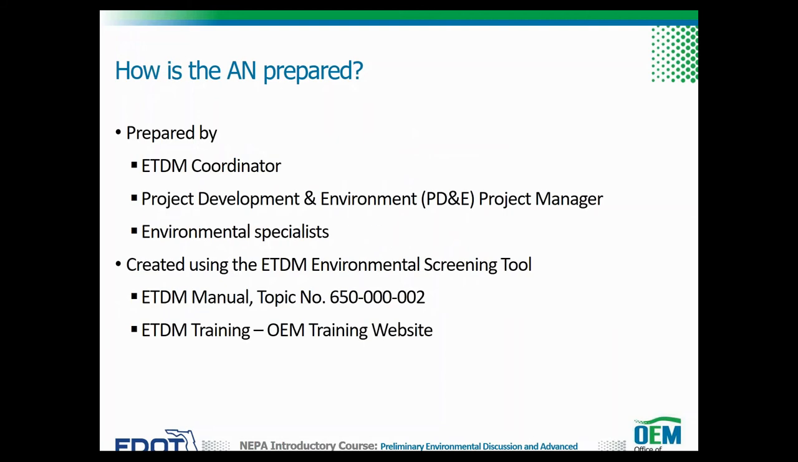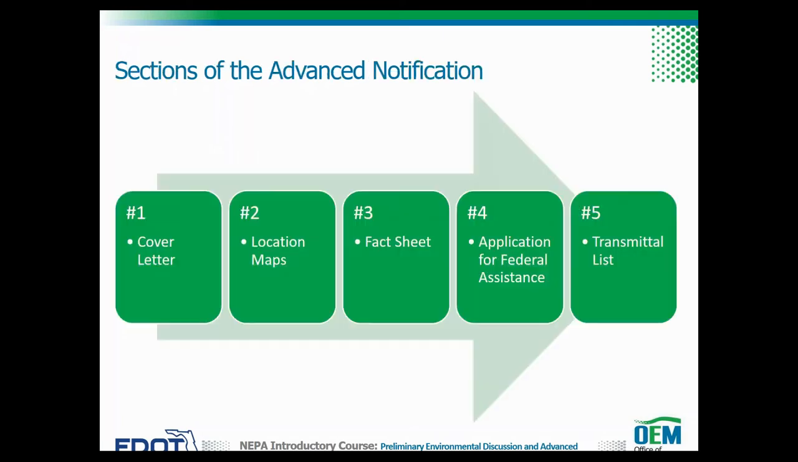The AN is prepared by the ETDM coordinator, PD&E project manager, and/or environmental specialist. It is prepared using the ETDM environmental screening tool. Guidance on using the environmental screening tool to prepare the AN is included in the ETDM manual, EST user handbook, and ETDM trainings available on OEM's training website. A link to these documents and training website is provided on the resource page.